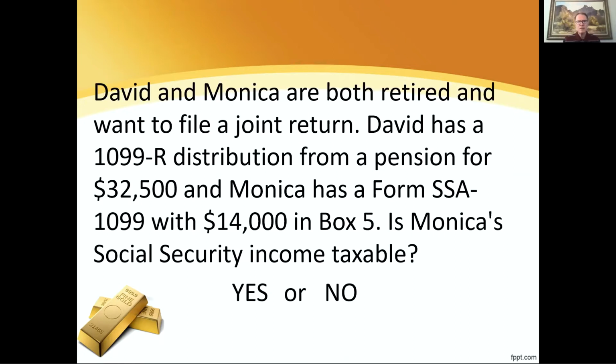Now, to me, this is just a guess. I don't know where the cutoff point is. I just know that at some point in time, some part of Monica's $14,000 may become taxable if there is enough other income available. So if David has $32,500, I'm always looking at the summary print page to tell me, was any of Monica's Social Security taxed? In this case, what do you think?